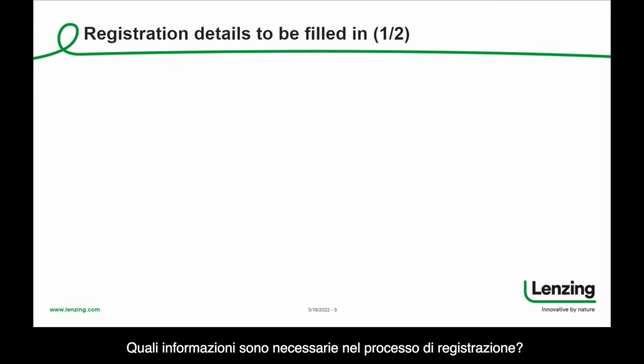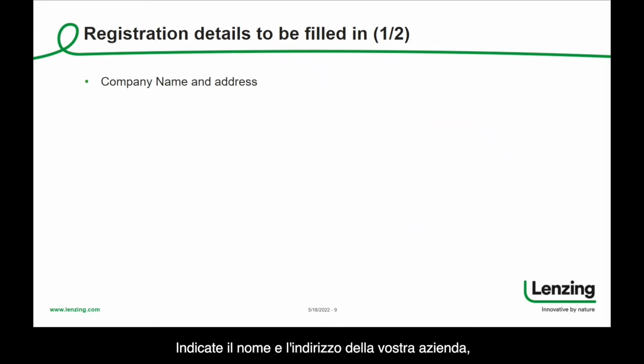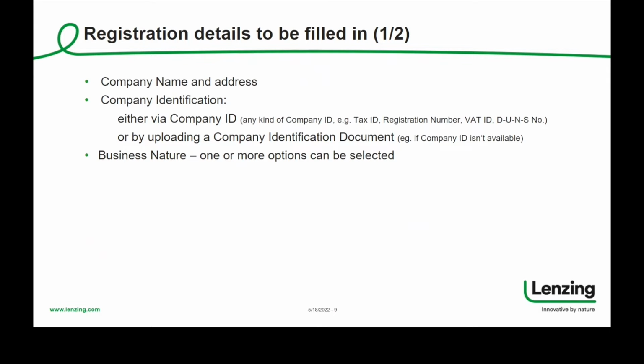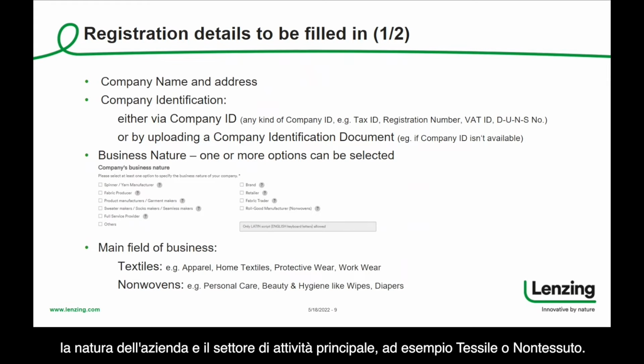Which information is needed in the registration process? Kindly tell us your company name and address, any company identification. In case you enter a company ID, it is not mandatory to upload a company identification document. Your company's business nature and the main field of business you are in, for example, textiles or nonwovens.